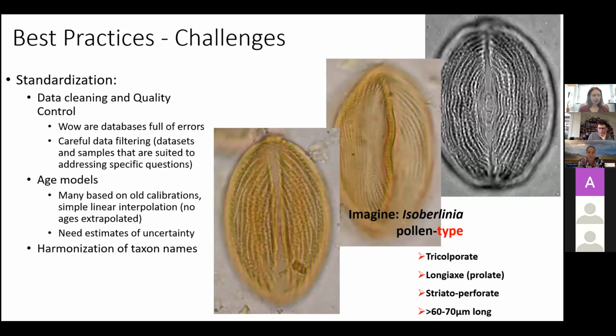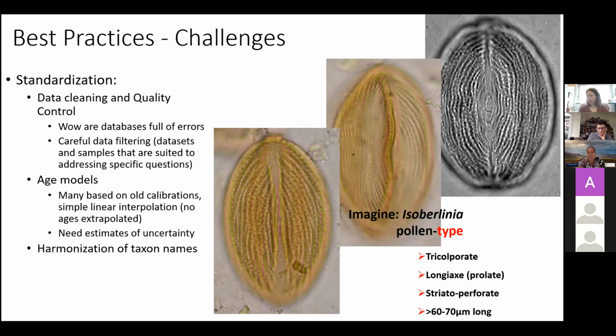There are issues in standardization as well. We're doing a lot of data cleaning, but databases are full of errors, and so careful data filtering needs to be done prior to any meta-analysis. New age models are being made, but there's still a lot of older age models associated with these data. So it's important that people look at them from an individual record perspective.